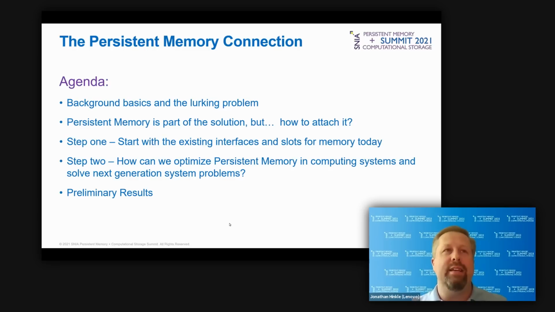Just some basic agenda here. We have some background basics that I'll take you through about the memory problems that we're having in systems today, persistent memory and how that can be part of the solution. But then the question is, how do we attach that? So the first step, I'll take you through some existing interfaces and slots that we can use for attaching persistent memory today. And then step two, we'll look at how you optimize persistent memory in computers and really solve the next generation system problems.